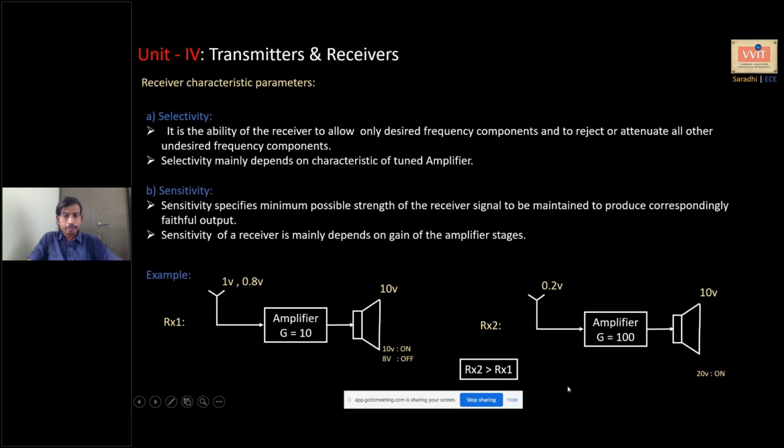So which receiver is better? The one whose sensitivity is greater. Obviously the second receiver's sensitivity is larger than the first receiver's sensitivity. So sensitivity should be high means what? The gain of the receiver should be high, which means the strength of every frequency component should be equally amplified, so that every frequency will be played on the speaker, so that we will be able to listen to every frequency, right?